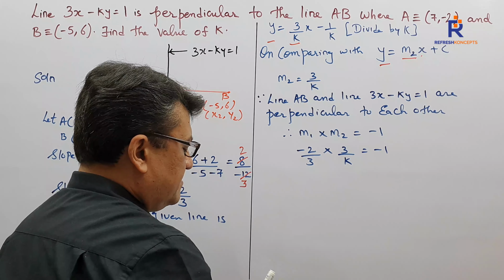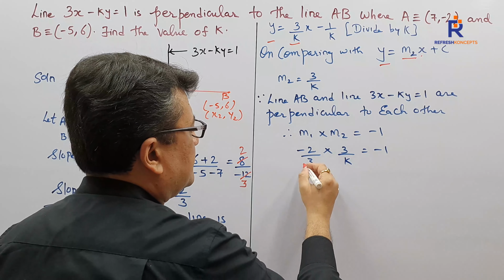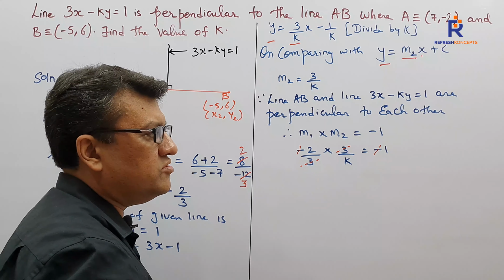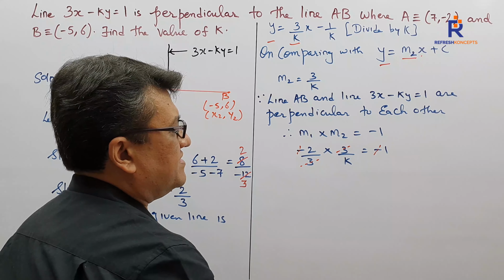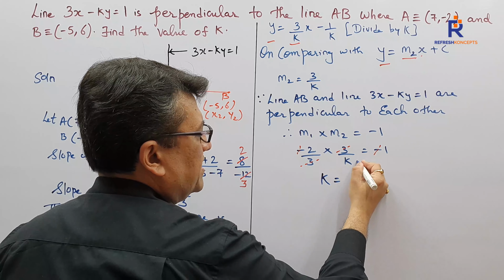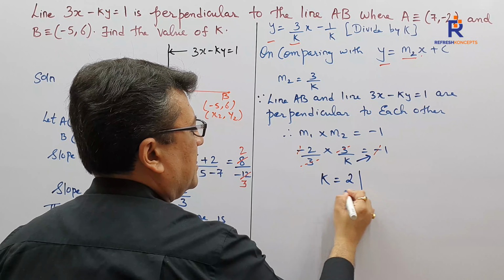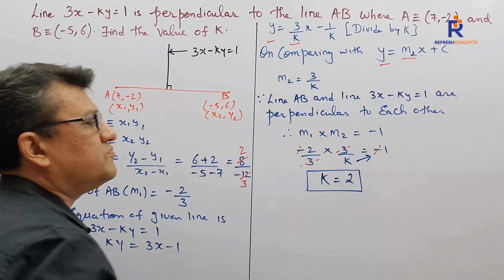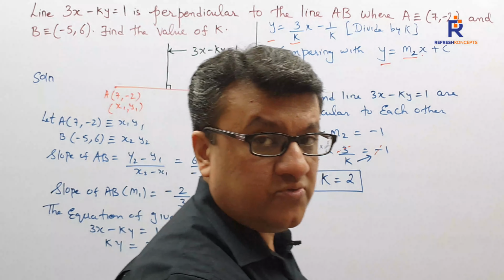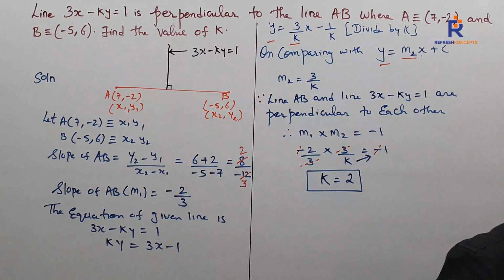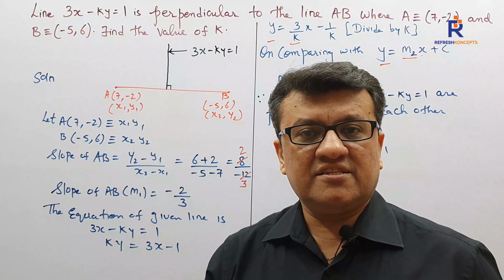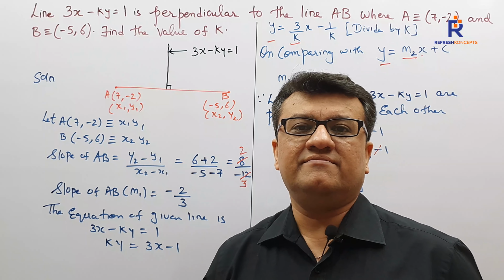Can we cancel this? We can cancel 3, and we can cancel this minus sign also. What are we left with? We are left with k equals 2. When k goes over there, we are left with k equals 2. So what value of k do we have? k equals 2. What simple thing has one to remember in these kinds of sums? If the given lines are perpendicular, the product of the slopes happens to be -1, right?